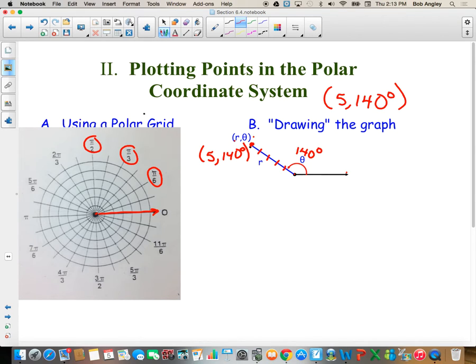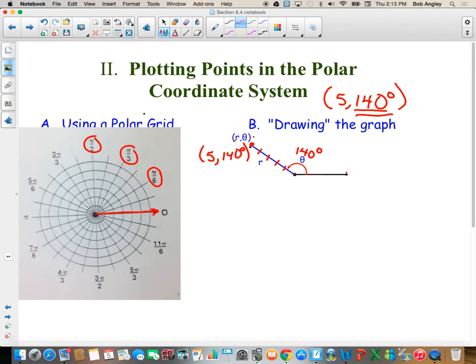Now, when we talk about plotting the points in polar, we will sometimes measure the angle in degrees like that, and sometimes measure the angle in radians. As long as all we're doing is plotting the point, it won't matter. When we have to try to find the angle, it's easier to find it in degrees than it is to find it in radians, and it makes sense.